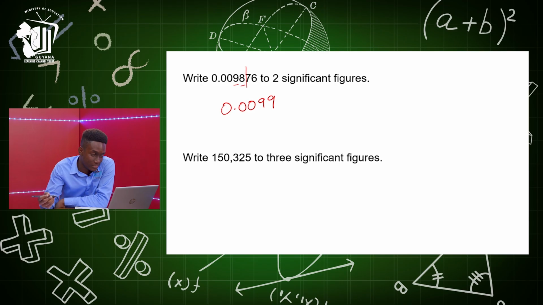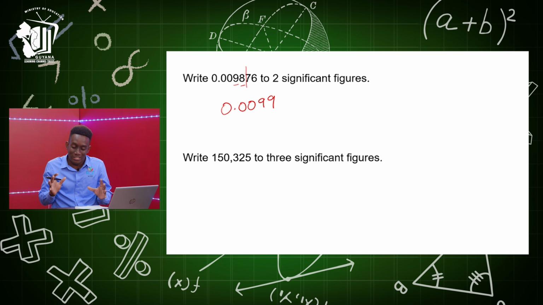Let's look at another example. We want to write 150,325 to 3 significant figures. This one may be slightly different because of one additional thing that we have to do. For 3 significant figures, we start counting from the first non-zero digit. We count 1, 2, and we must include the 0 because we count every digit after the first non-zero, regardless of whether the digit is 0 or not. We have to include it.